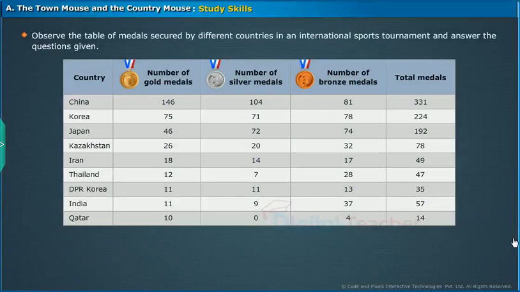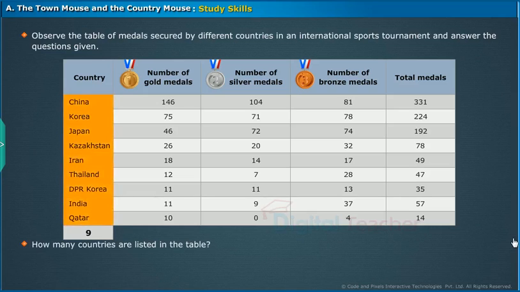Observe the table of medals secured by different countries in an international sports tournament and click the correct answers to the questions given. First two are done for you. How many countries are listed in the table? There are 9 different countries listed in the table.